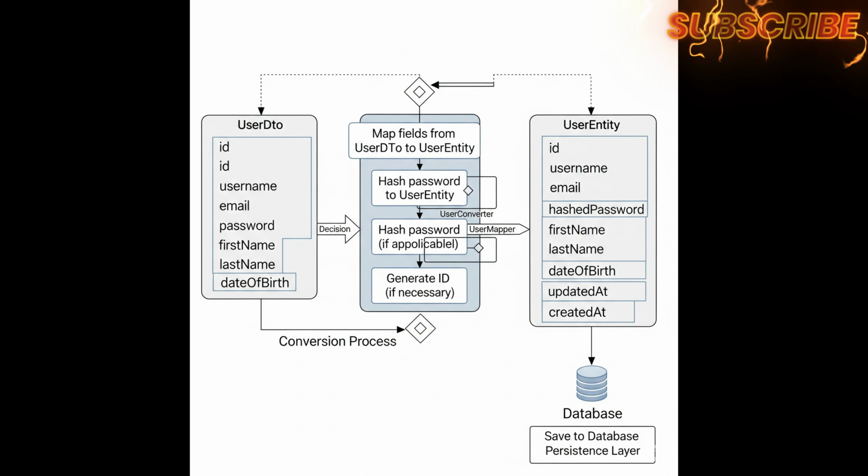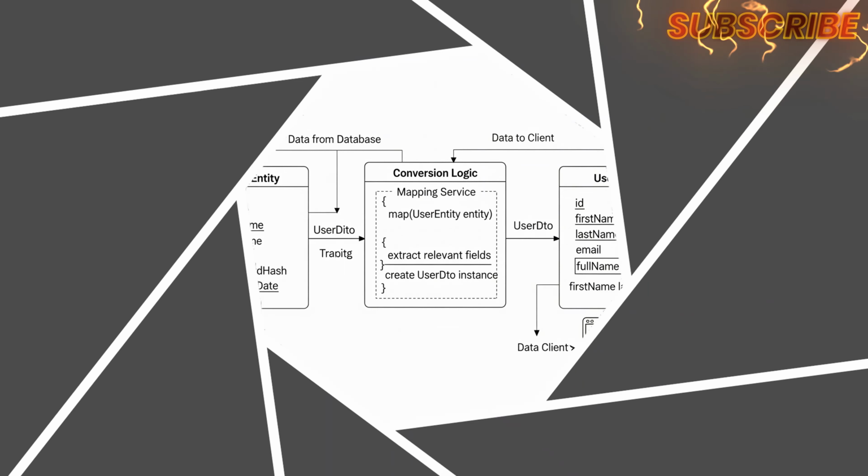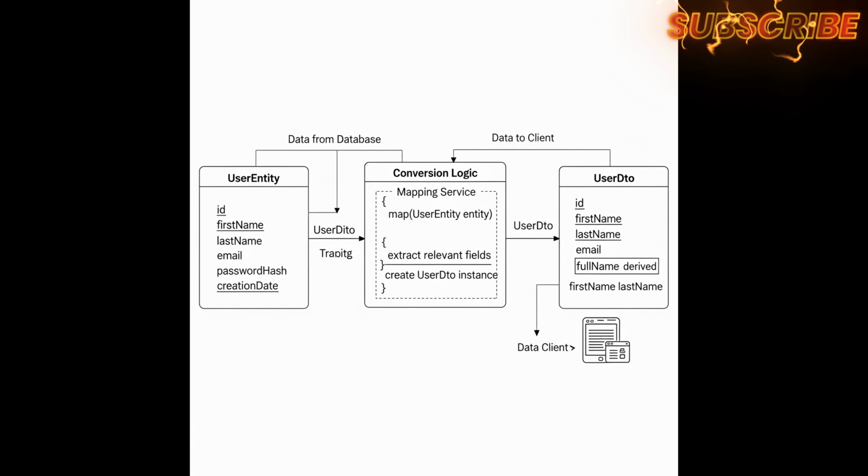So this was one of the manual processes we used to do. Second, on the reverse part, from the entity to the DTO, which is part of the response, where you used to fetch that user entity from the database, you need to convert it to the DTO back and then send it to the client. So that was the manual process.